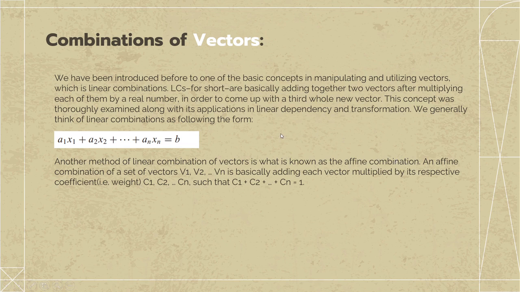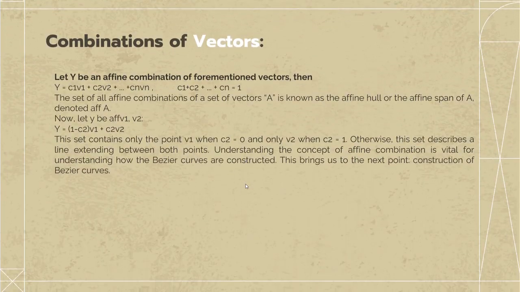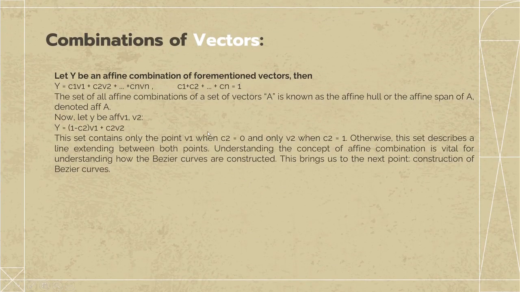Basically, affine combinations are really a form of linear combination. However, the only exception is that the summation of all of the respective scalars for each vector must add up to unity. They all must be equal to 1 when added up. And the set of all possible affine combinations is said to be the affine span or the affine hull.